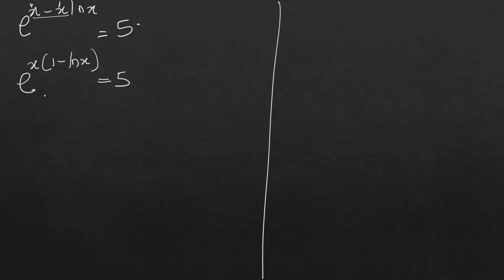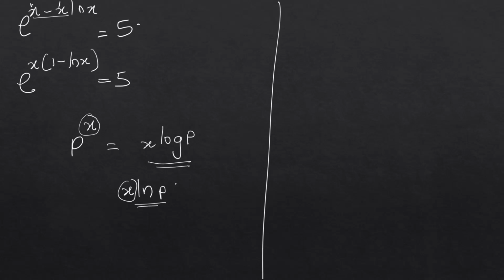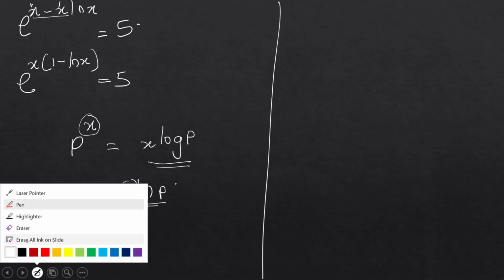Whenever you have something as a power, to bring it down, you need log. For example, if I have p raised to power x, I can say that this is equal to x log p, or I can say that this is the same thing as x ln p. Have you seen that? I have brought this down, which was up, by introducing this ln or this log. And I'm going to apply that here.